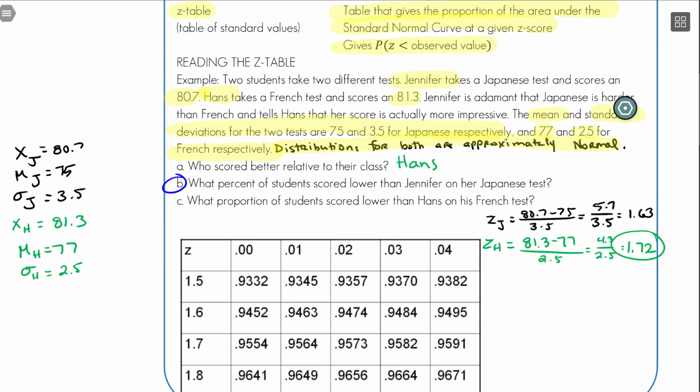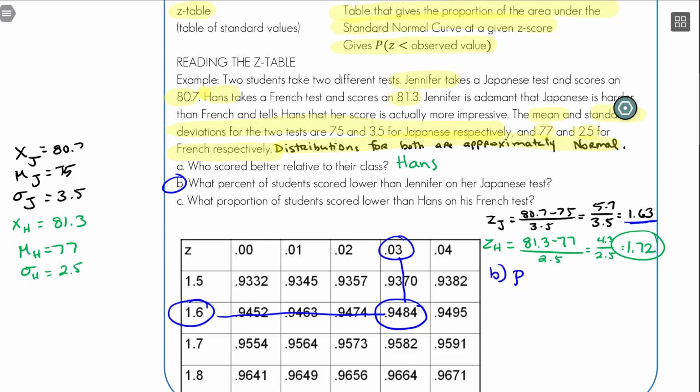So let's take a look at Jennifer's z-score. Jennifer's z-score was 1.63. So I look at the first 2 digits, that's 1.6, and then the final digit was 3. Now we want to see what's inside the table. The intersection here is going to give us the proportion of students that scored worse than Jennifer. And that's 0.9484. So what does that tell me? 94.84% of all students would score worse than Jennifer. And she did pretty good.